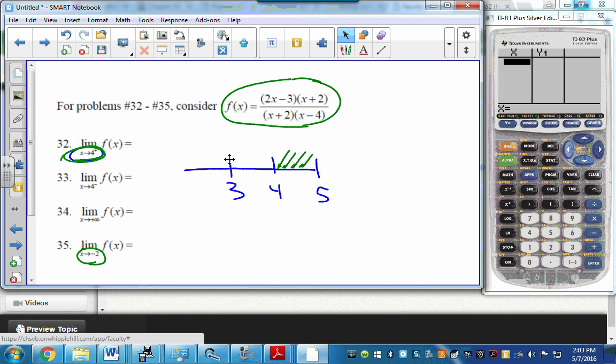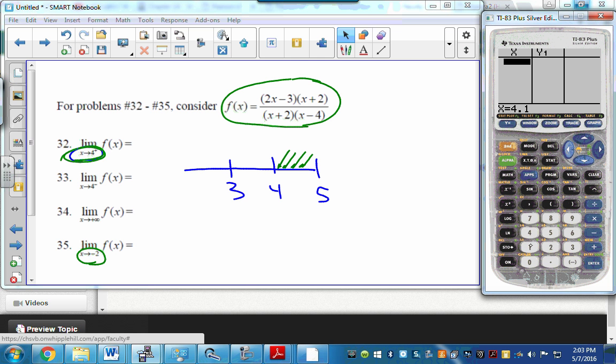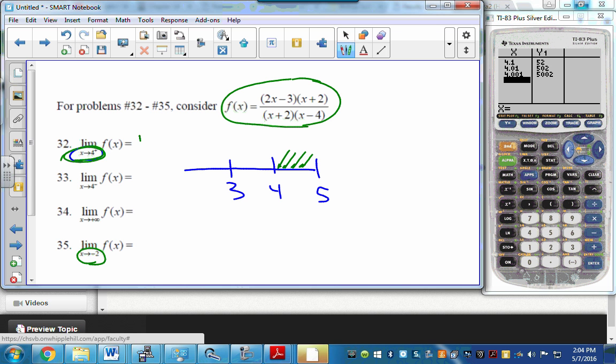Numbers like 4.1. I can put 4.1 in, and the y value is 52. But I really don't want 4.1, I want numbers really close to 4. So how about 4.01? That's even closer. Now we're up at 502. Remember, graphically, we were going toward infinity, and sure enough, the calculator shows this behavior. The closer I get to 4 from the right, the larger these values become. So I can write plus infinity.